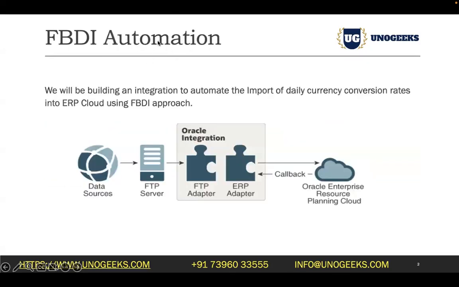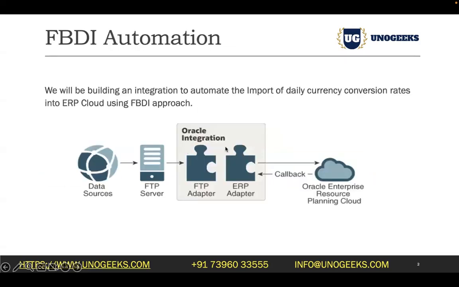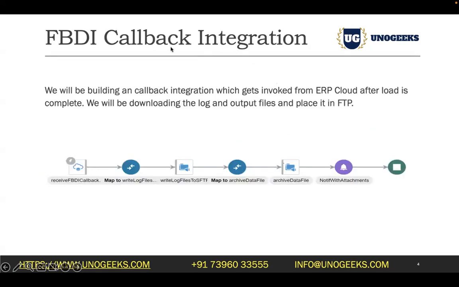And as part of FBDI automation, yes, the main service would be a scheduled one whose job is to download the file, transform, and load it to cloud. And at the same time, we also need to build a callback service. And in the callback service, we will be using the ERP cloud connection as a trigger.